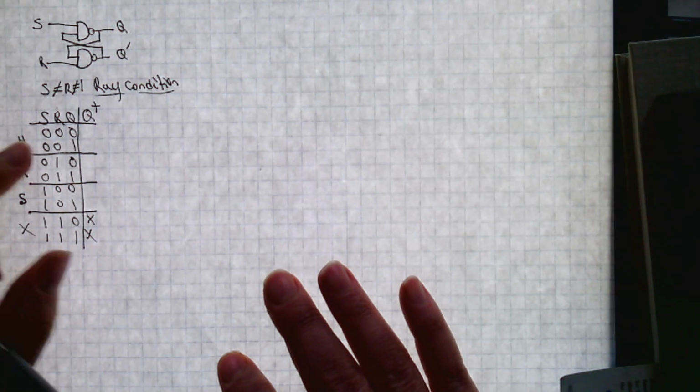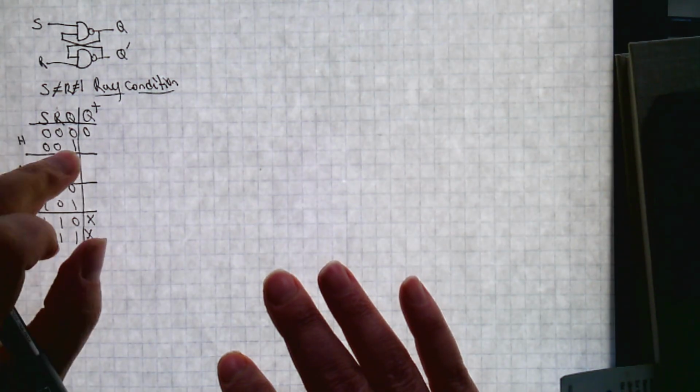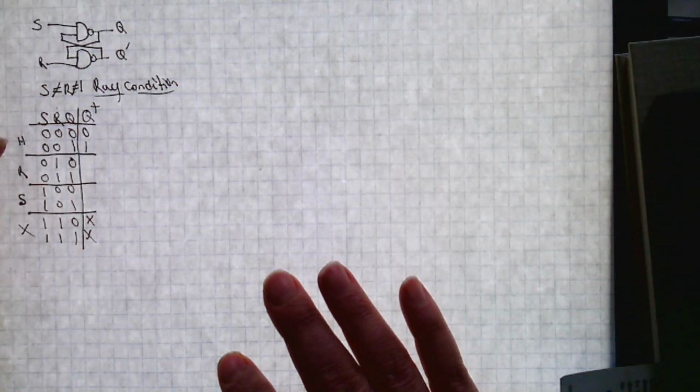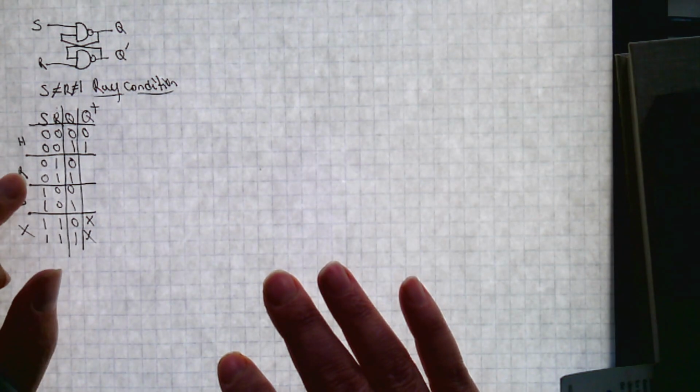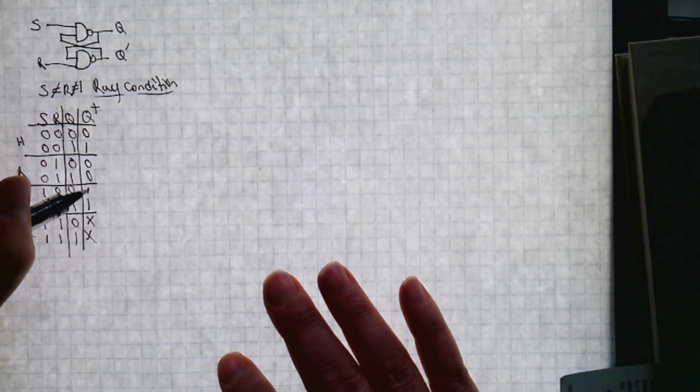So then for the hold state, if you're in state 0, your next state will be 0. If you're in state 1, your next state will be 1, because it's a hold state. You're not setting, you're not resetting, right? Hold state. In the reset state, next state is going to be 0 no matter what. In the set state, next state will be 1 no matter what.